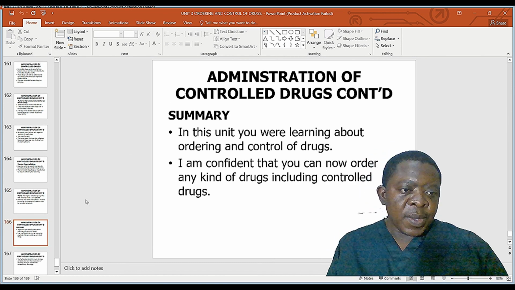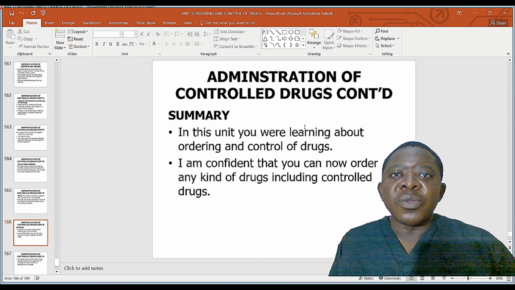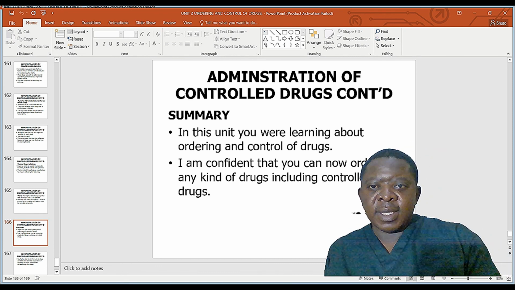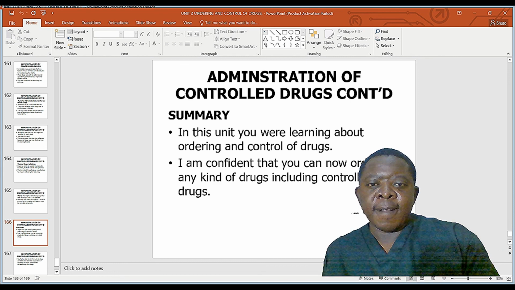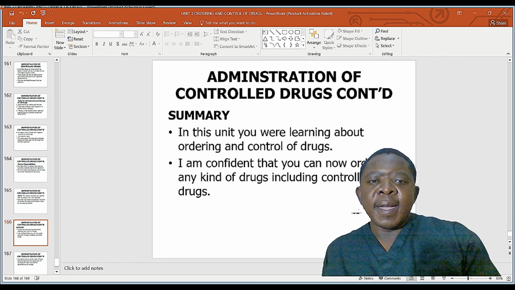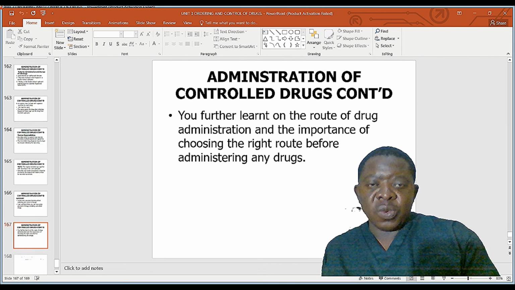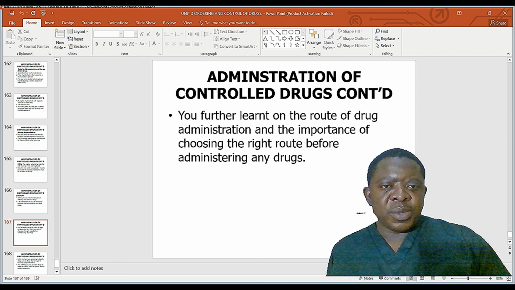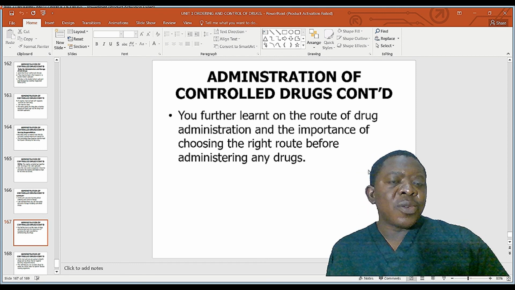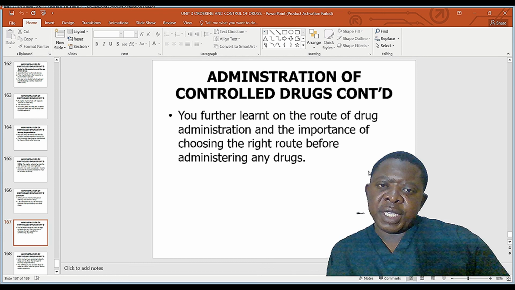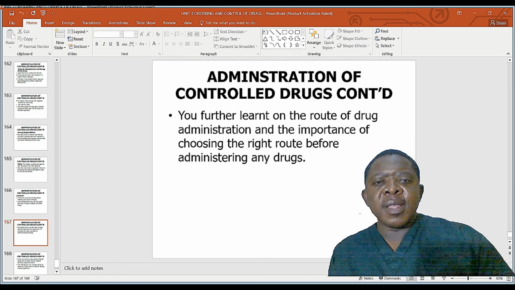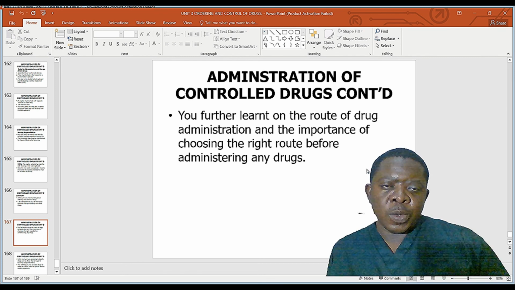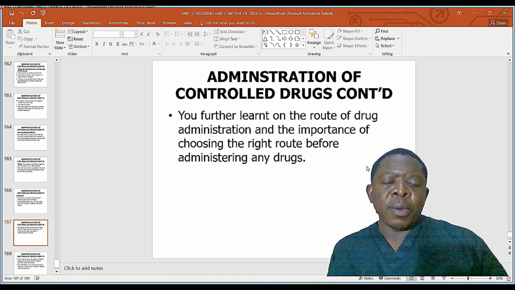So now, in summary, in ordering and control of drugs in this unit, I'm confident that you can order any kind of drugs, including controlled drugs. Okay, so there are procedures that you can still do related to pharmacology. On controlled drugs, you can look at the checklist and see whether you can now follow those steps for ordering of controlled drugs according to policy or according to the procedure.